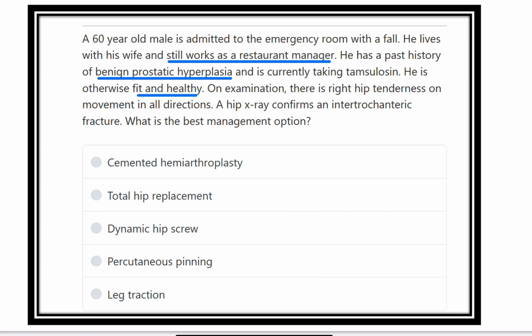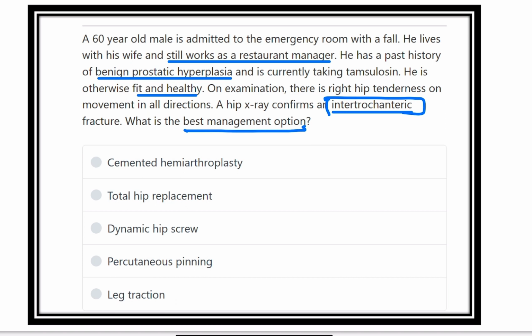On examination, there is right hip tenderness on movement in all directions. The hip X-ray confirms an intertrochanteric fracture. So, what is the best management option? That means, in case of an intertrochanteric fracture, what is the definitive management? Here, the options are cemented hemiarthroplasty, total hip replacement, dynamic hip screw, percutaneous pinning, and leg traction. So what may be the option in case of intertrochanteric fracture?